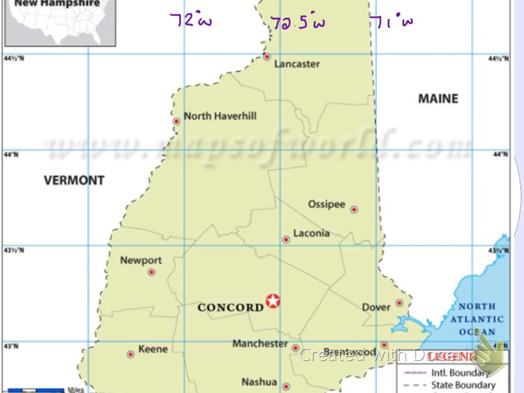So let's find the latitude and longitude of Windham, New Hampshire. Here's Windham. And you can see that the closest line of latitude is 43 degrees north, and it's just above us. And even further above that, it's 43.5. So that makes me believe that it's about 0.5 degrees below that. So I'd put Windham at 42.5 degrees north.